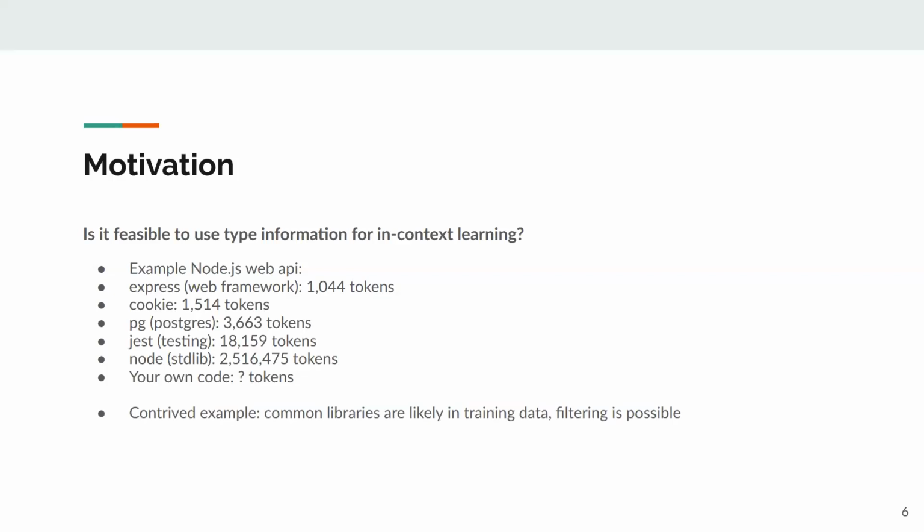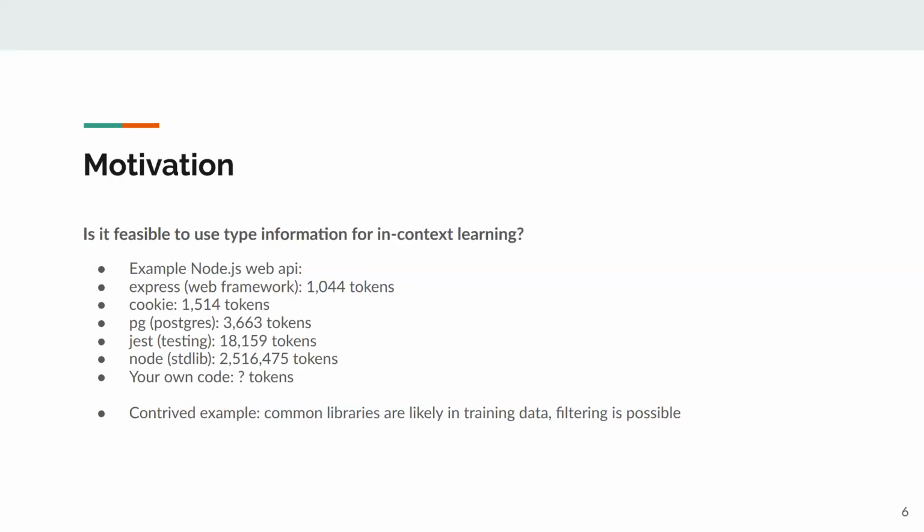Now, this is a bit of a contrived example because the common libraries like Express are so common that they are very likely to already have been in the training data. And this is good because that kind of solves an issue, right? And the same goes for PG. They're very common libraries, and Jest as well.